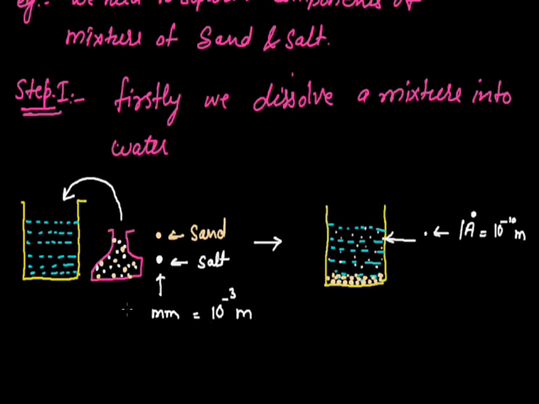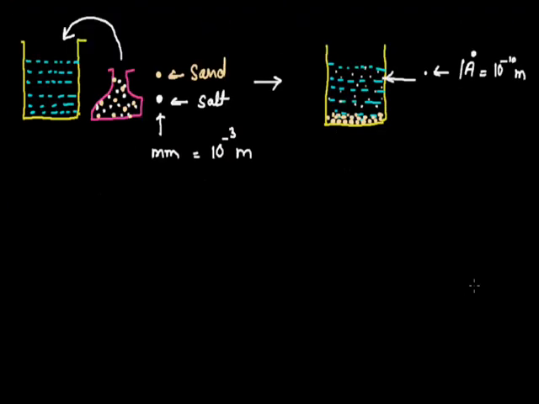So we observe the crystals of salt before dissolution, but after dissolution the particle size of salt becomes too small, so we can't observe these particles, and we can say that salt has been dissolved. Now the first step is to separate the sand from this mixture.